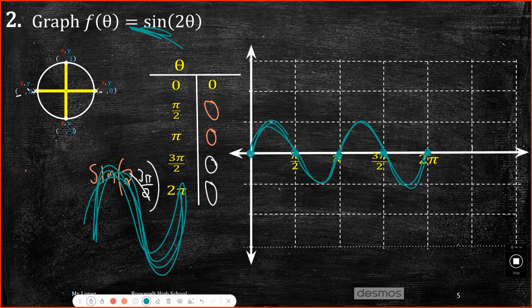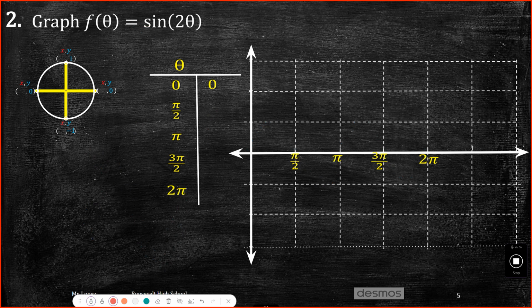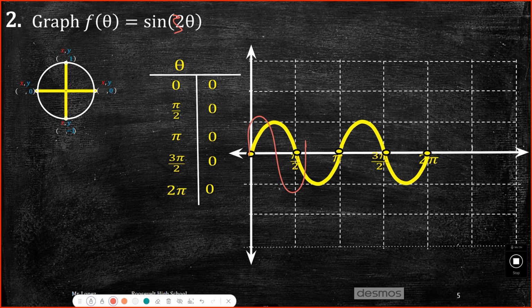How many sideways S's are there here? Okay, let me change the color so you see one. This is 1. That's 2. What happens if it was 3 theta? 1, 2, 3. What if it's 4? 4. If it's 1,000 in there.